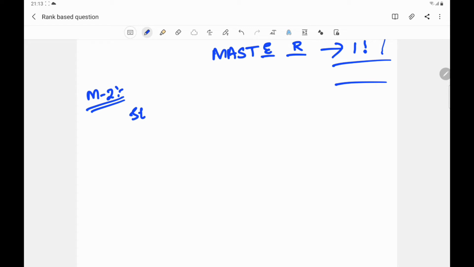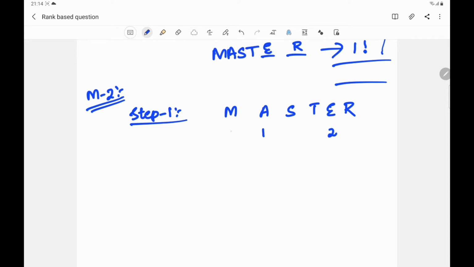So in step 1, simply write the word itself, MASTER. After writing this word, you simply give the rank to each and every letter in this word. Say A is going to appear first, so that is why we will put the rank as 1. E is going to come next after A, so we will give it a rank 2.